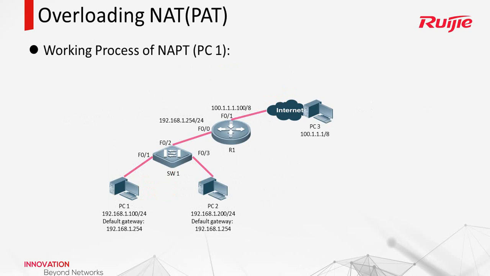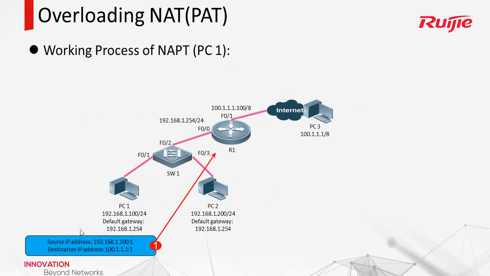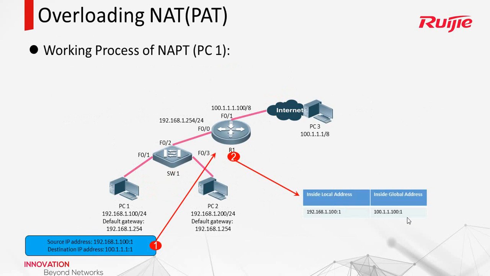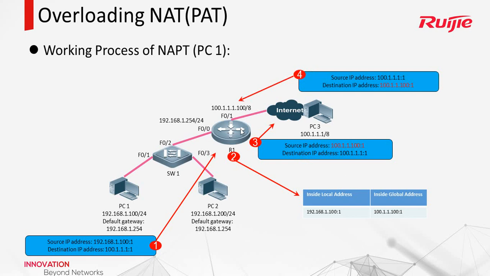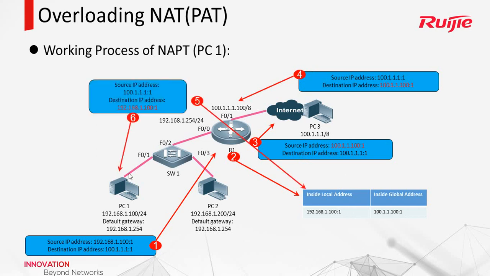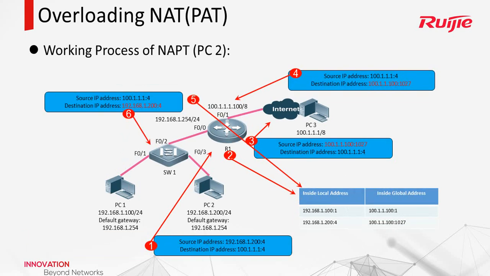This is the process of NAPT. First, Router 1 checks the NAT table, translates and forwards. When the reply comes, it checks the table and translates it to PC1 again. For PC2, it also translates to the same public IP address, but with a different port number.